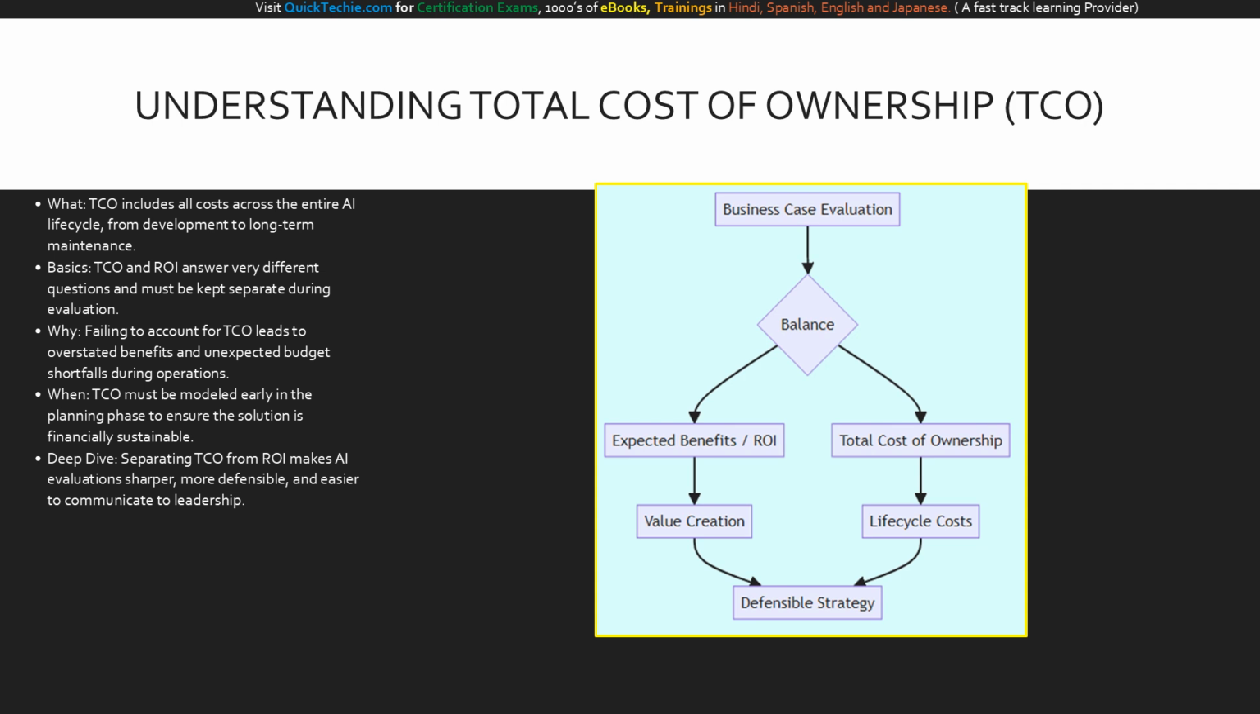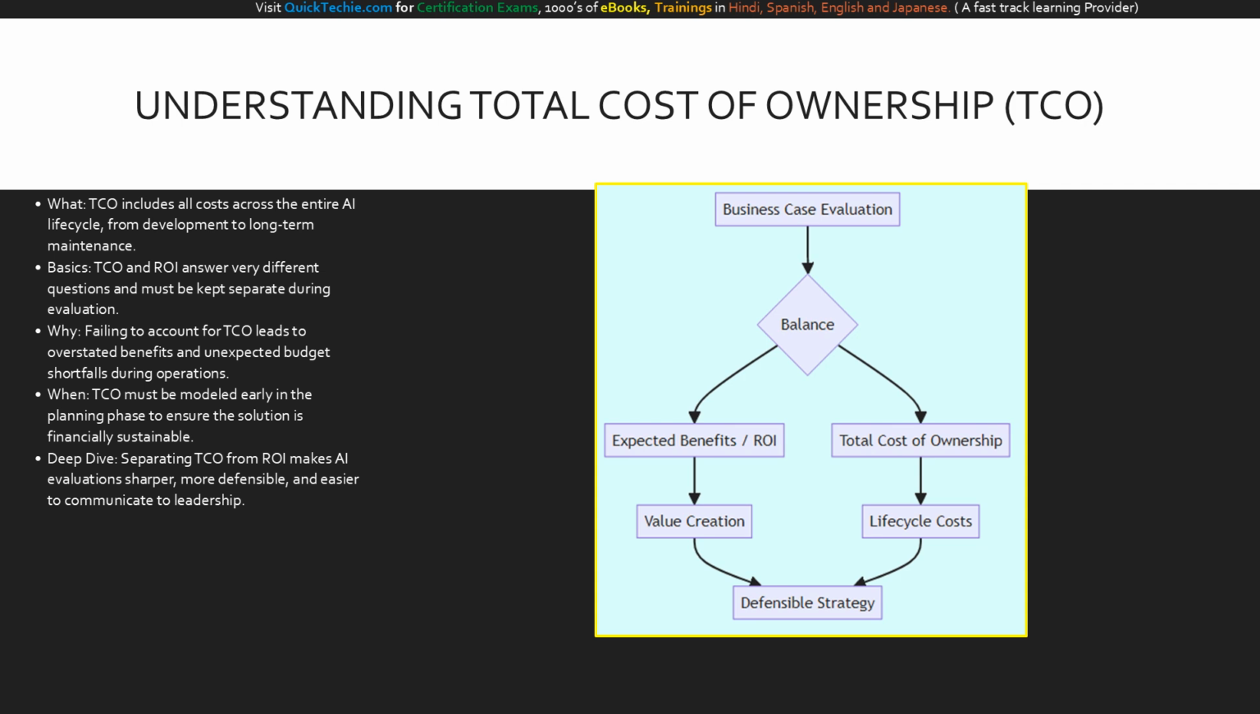Why is this separation so important? If you fail to account for the full TCO, your ROI calculations will artificially inflate the expected benefits. This leads to unexpected budget shortfalls when operational realities hit. When should you do this? TCO must be modeled incredibly early in the planning phase to guarantee financial sustainability.